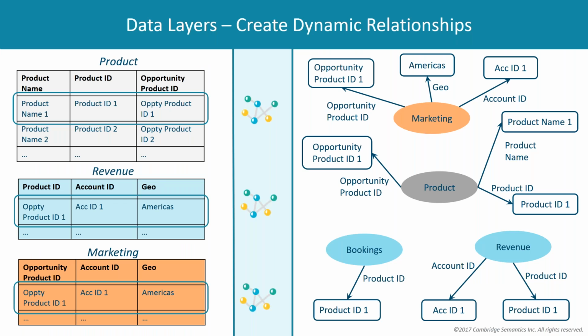So here we have the three sources that we loaded in previously, and now we want to add a layer. Just by inspecting this data, it's not hard to imagine how you might want to relate some of these things. You've got a product that you want to link to its revenue and bookings and marketing information about that product, and there are some attributes on those graph nodes that we could actually use to build a rule to link these things together.